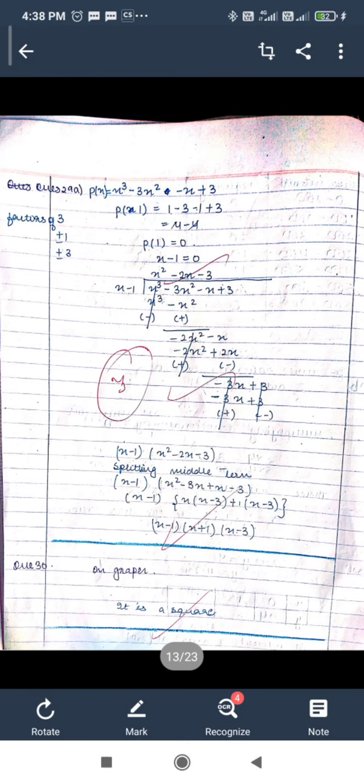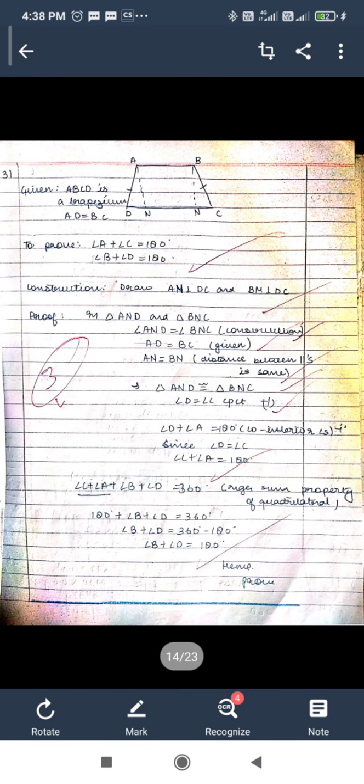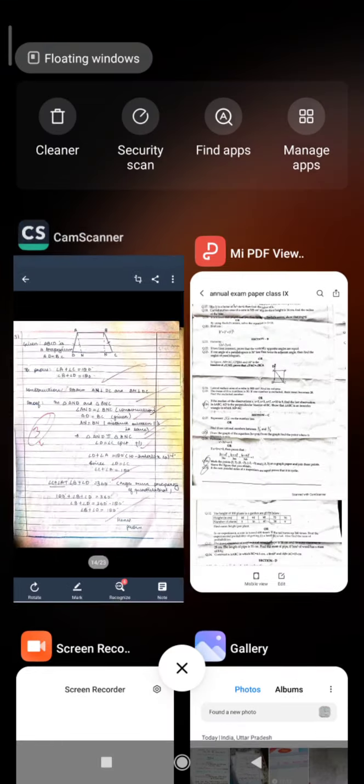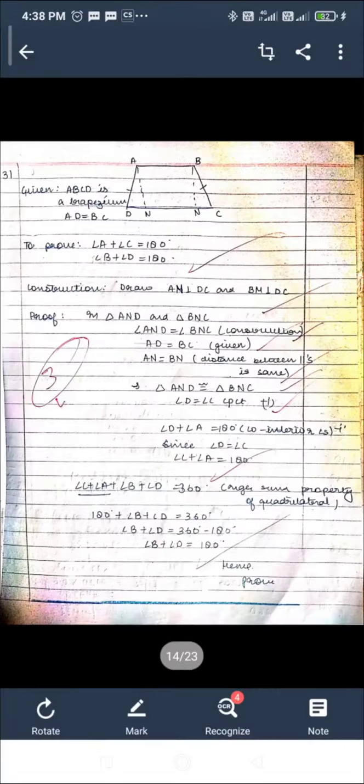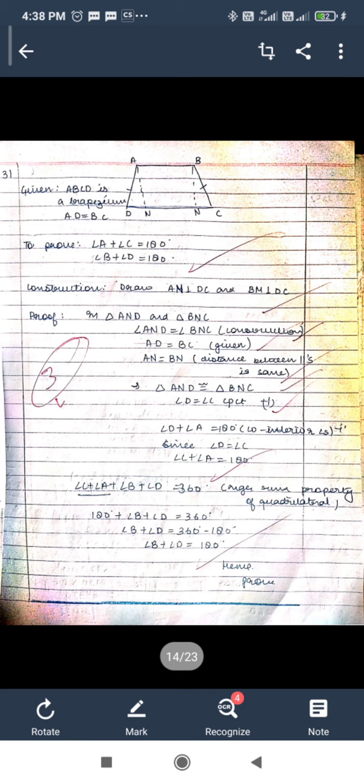31, in 31 ABCD is a trapezium. So first we will draw two perpendiculars, AM and BN, and angle A plus C will be 180 degree because they will be the consecutive interior angles, co-interior angles. Sum will be 180 degree. Similarly, B and D will be 180 degree. So first we will take the triangles AMD and BNC. We will prove the congruency.